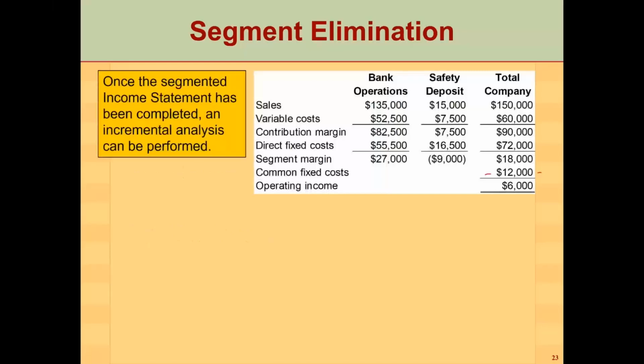So here's the breakout of their data. They have the traditional bank operations on the left, the safety deposit box on the right, and they also have 12,000 of common fixed costs like the rent for the building or the bank manager's salary.